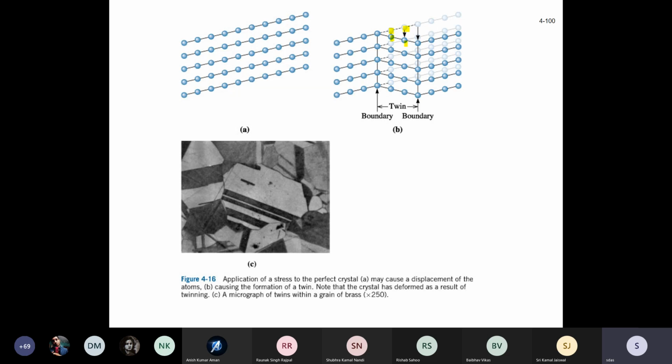So what I said so far, I am summarizing it. I repeat the second point. Slip is usually considered to occur in discrete multiples of the atomic spacing, while in twinning the atom movements are much less than an atomic distance.